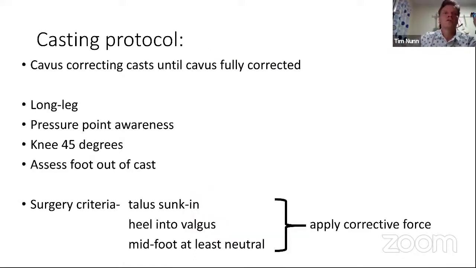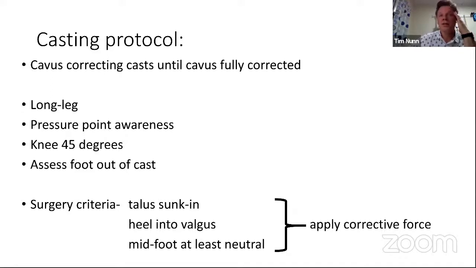So our casting protocol would be to go for cavus correcting casts until the cavus is fully corrected. This often means the cavus correcting cast, we may need 3, 4, or 5 of them until that is properly corrected. That deformity is particularly difficult to correct. And we've just been using casting for that. We haven't been doing plantar fascia releases or anything else like that.